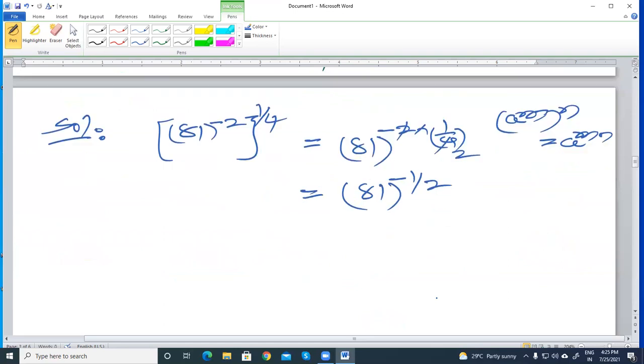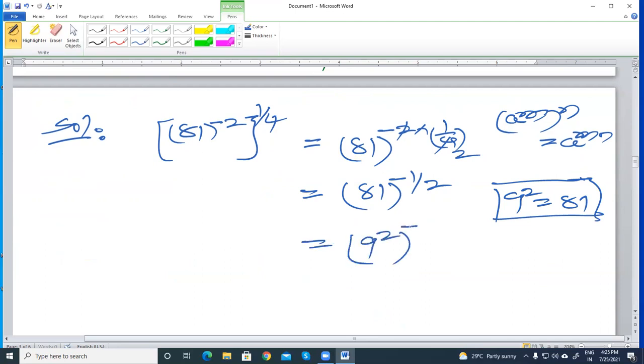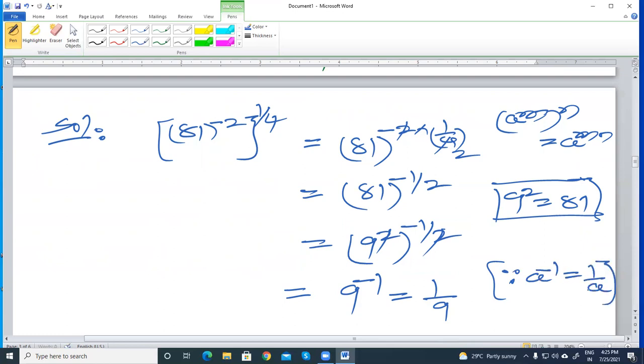But here we can write 81 as 9 square, because we know that 9 square is equal to 81. So now this is 9 square whole to the power of minus 1 by 2. Now 2 gets cancelled. This is equal to 9 to the power of minus 1. So this we can write as 1 by 9. Why? Because we know that a to the power of minus 1 is equal to 1 by a. So like that, 9 to the power of minus 1 we can write as 1 by 9.